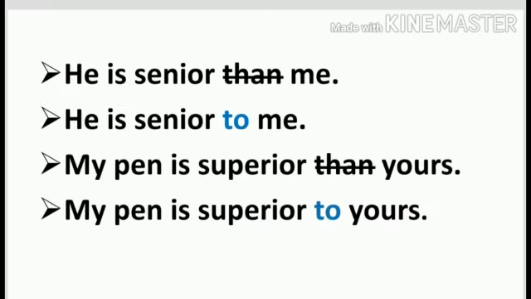Now I am going to discuss some common errors which are committed by the students and they usually get very confused. So let's address this. He's senior to me is correct. It is wrong to say he's senior than me. Similarly, we can't say my pen is superior than yours. We have to say my pen is superior to yours. Because there are some comparative adjectives which are followed by to and not than.